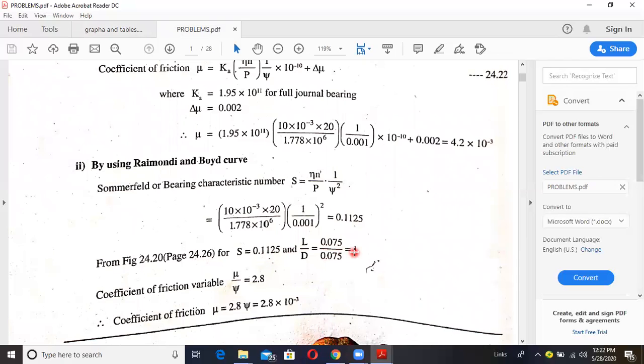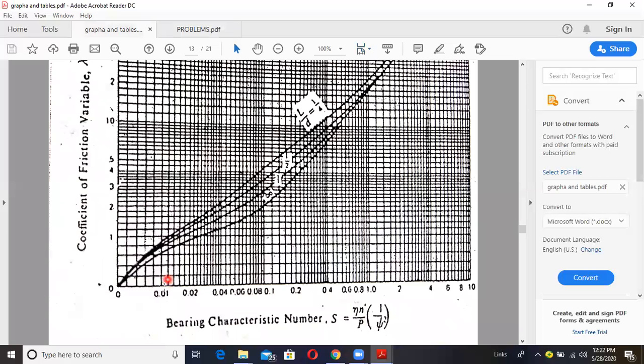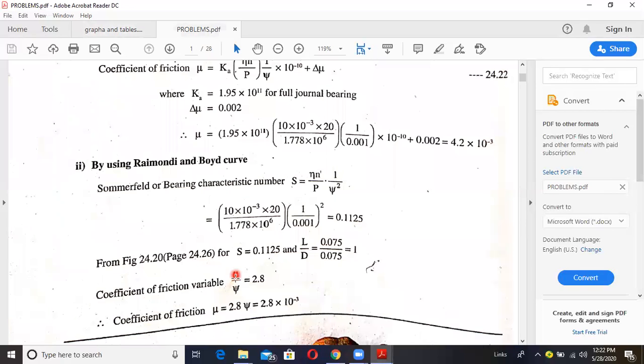0.01125 and L by D is equal to 1. Now move towards like this and come towards the left side. Then we will get the value mu by xi is equal to 2.8.